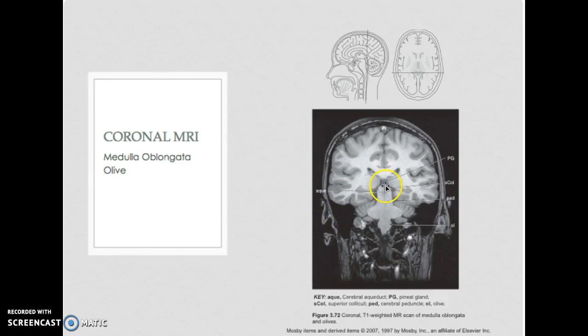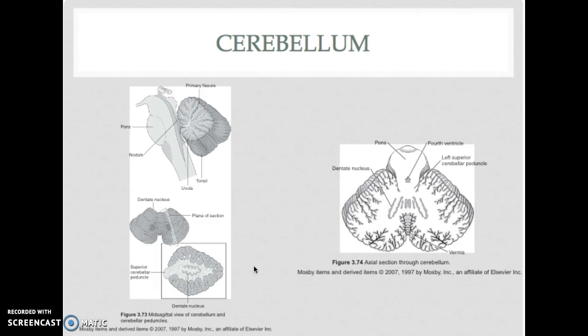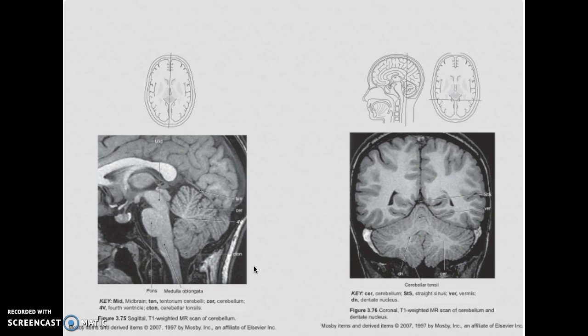And your pineal gland, well, do I want you to know that? No. Your cerebral aqueduct is important with your olive. You can see your olive really well right there. And lay of the land there. We are going to stop there. I'll pick up on the next PowerPoint at this slide.